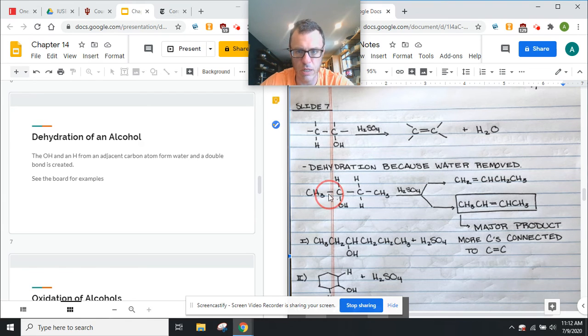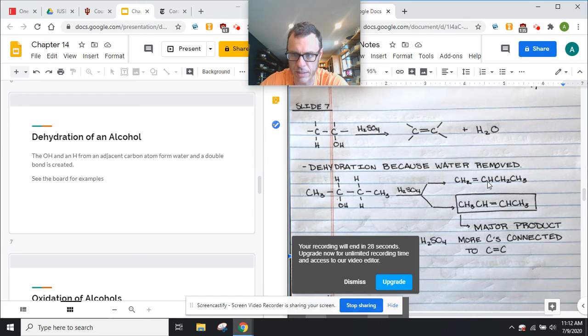Dehydration because water's removed. So here we have this OH group right here. And now we have a CH3 here and a C there. So there's 2 different routes that we could go. We could go up here, right? Where this carbon number 2 binds to this carbon number 1 here. Or the second route is this carbon number 2 binds to carbon number 3 like this. This is the major product. And the reason for that is there's more carbons connected to the double bond. So in this case, there's only 1 carbon connected to this carbon, and that's it. Down here, we get a carbon connected here and a carbon connected there. There are more carbons. All right, we'll continue the slide in the next video.